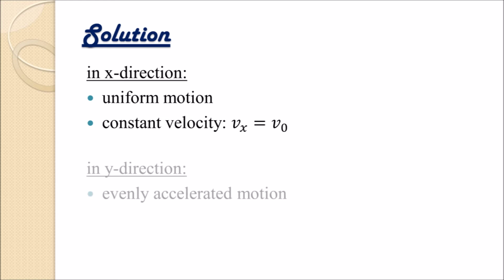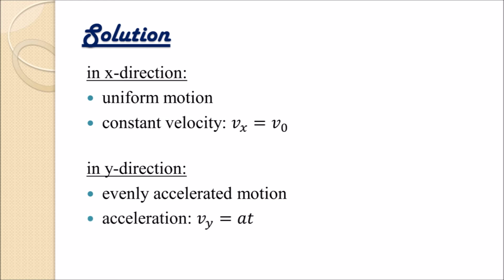What about the vertical direction, the y direction? In y direction we have the electric field, and this gives us an acceleration. So we have an evenly accelerated motion. And for any evenly accelerated motion, we know we have to take the acceleration into account such that the velocity v in y direction equals a times t. But what are a and t? Yes, a is the acceleration and t is the time. But apart from that, what in detail are they and how can we calculate them?